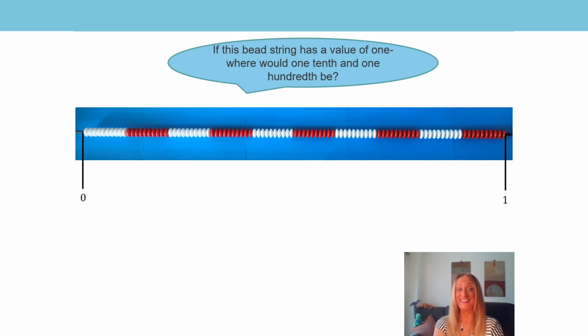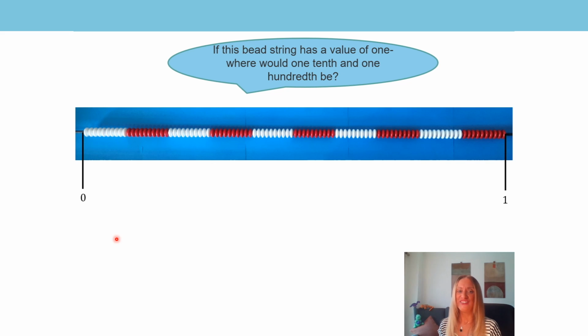Have a look at this bead string. It has a value of 1 as well. And we can see, can't we, we've got 0 and 1. So the bead string is like a number line, and it's been divided into a number of equal parts, and each of these beads represents one of those equal parts. So do you think you could tell me where you would label 1/10 and 1/100th on this number line? Pause me now and have a think where they would be.